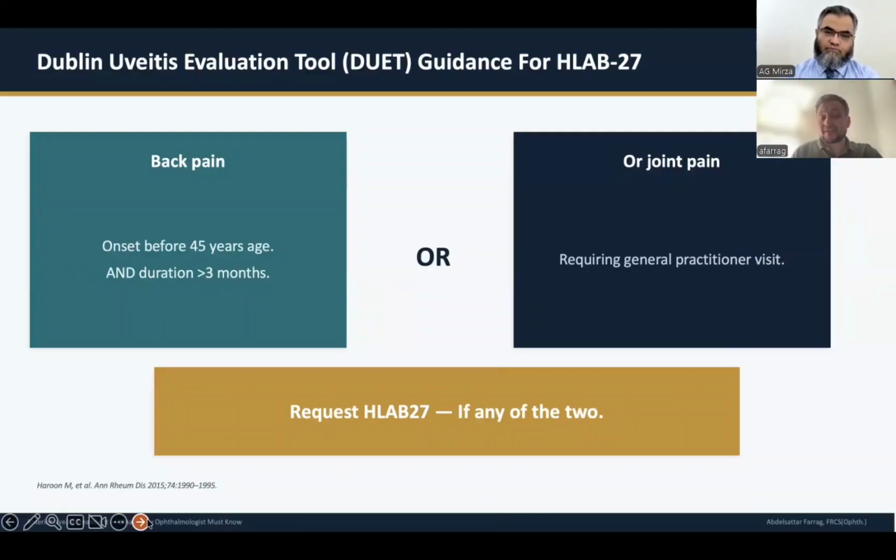And the reason that I've mentioned this is because this can be life-changing. Ankylosing spondylitis is a disease that can have a completely different outcome if you treat it early and diagnose it early. And I have seen patients who presented with uveitis, and after 5 or 8 years, they presented with late stage ankylosing spondylitis, because the first ophthalmologist who assessed these patients did not ask about DeWitt criteria. If they fulfill DeWitt criteria, then just request HLA-B27.